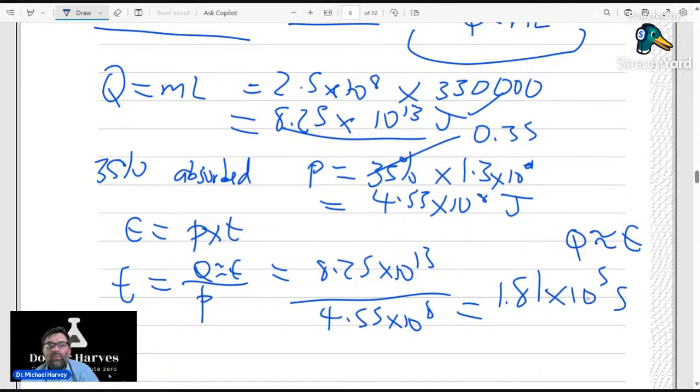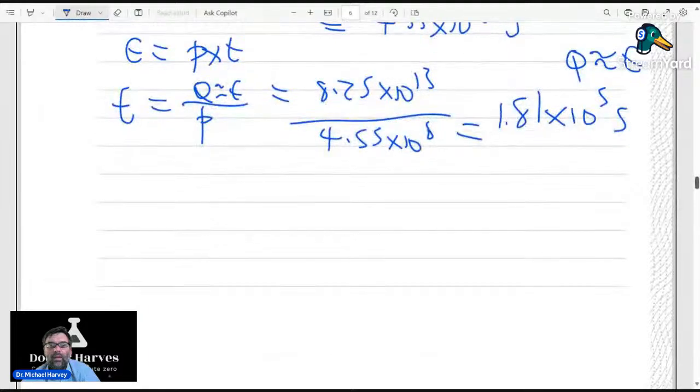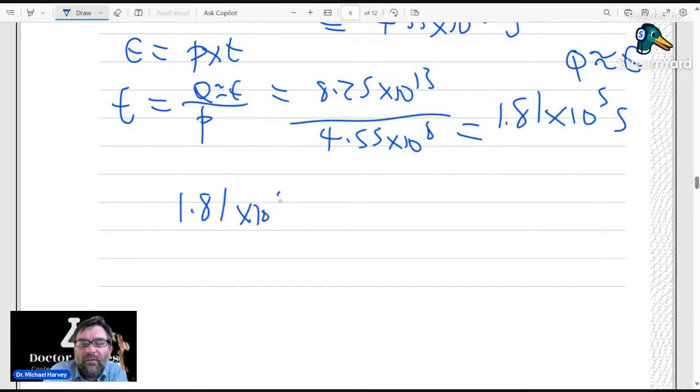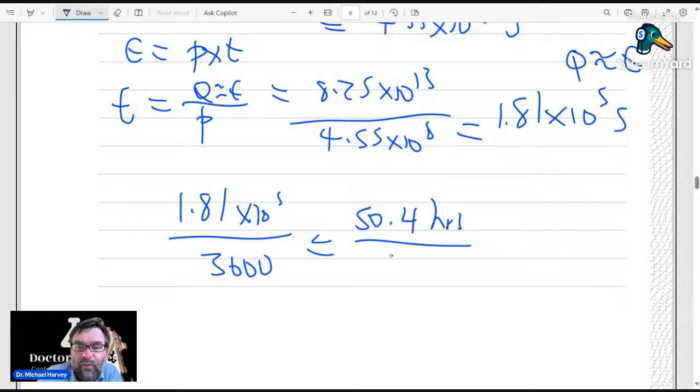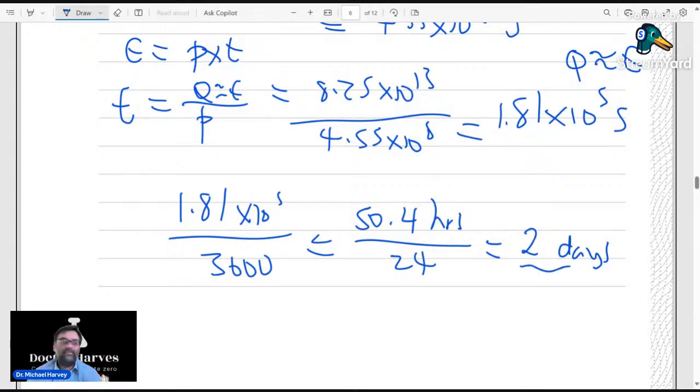And the question says to put it into days. So how many days is 1.81 times 10 to the 5 seconds? You go 1.81 times 10 to the 5 divided by 3,600 to convert it into hours. Equals 50.4 hours, then over 24 to get into days. So it's going to be roughly 2 days. It takes 2 days to melt the ice. There we go. That's question number 2.